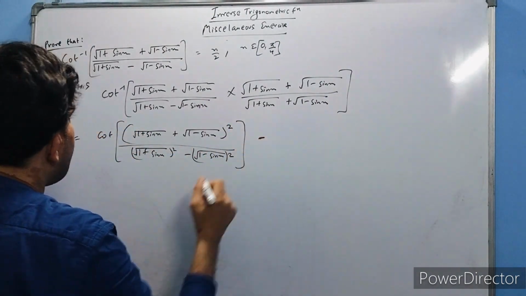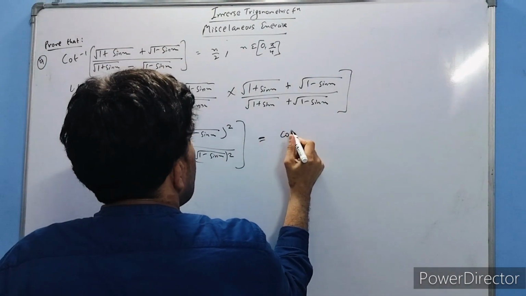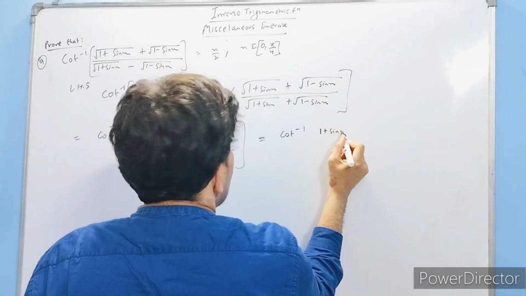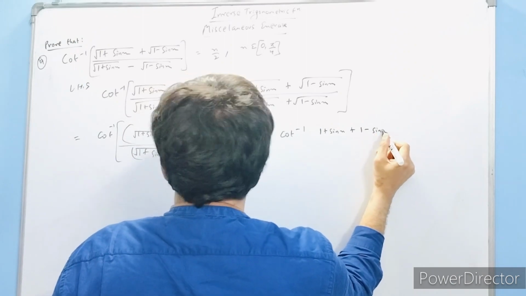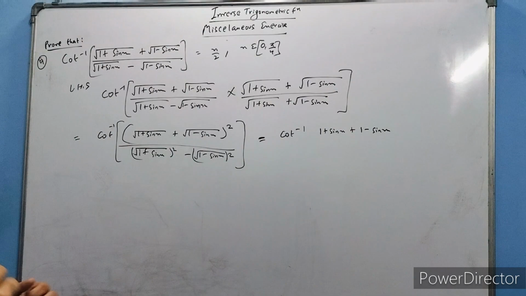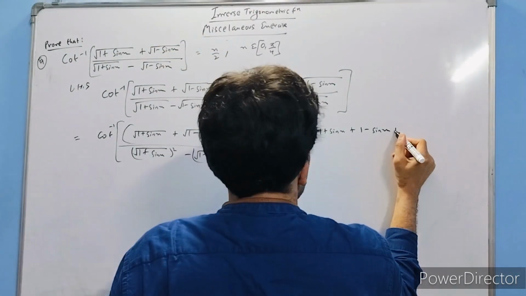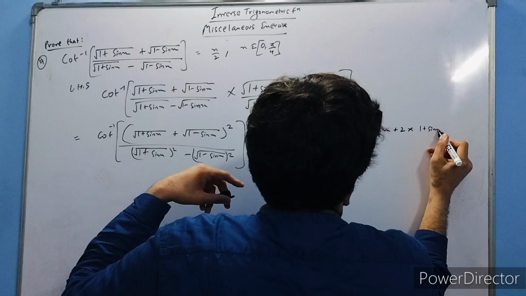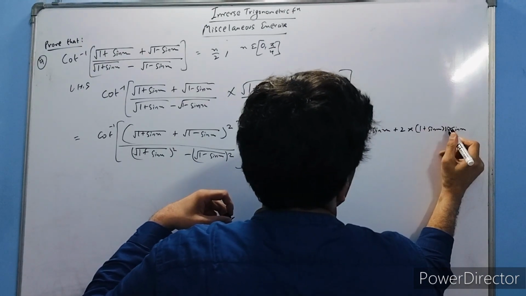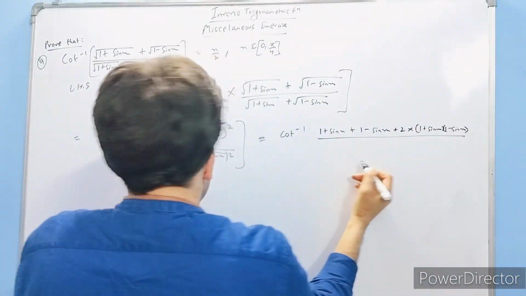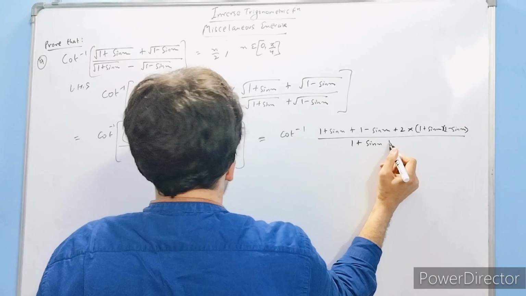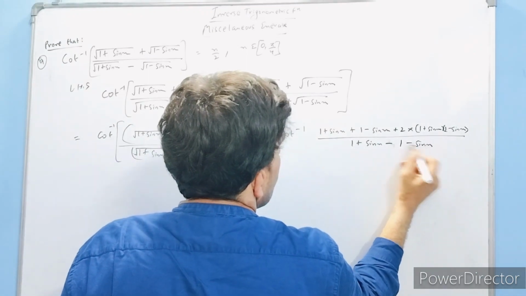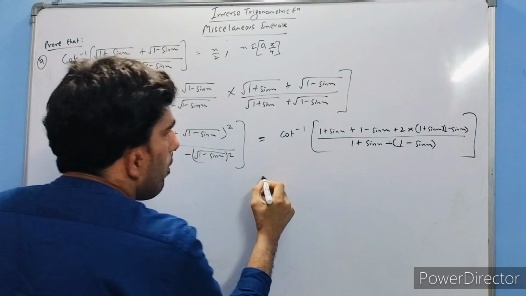So now I have to put this. So I got cot inverse a square plus b square plus 2ab, where the root will cancel out, so we have 1 minus sin square x, upon 1 plus sin x minus 1 minus sin x. Okay, so I have this.